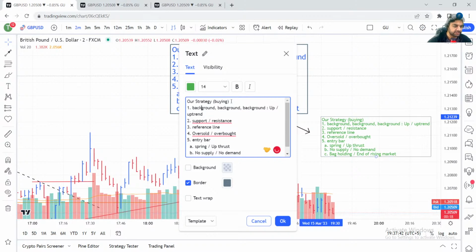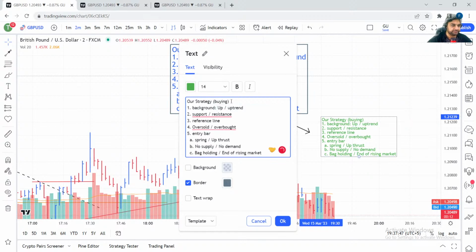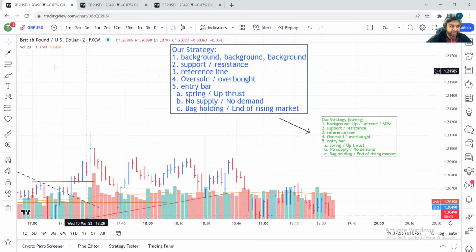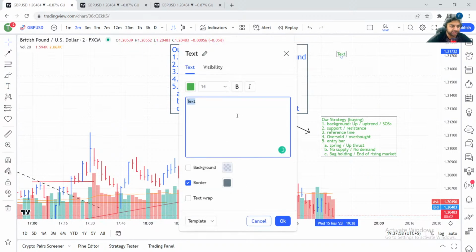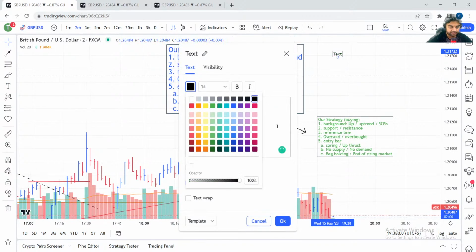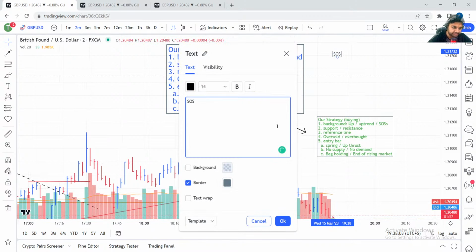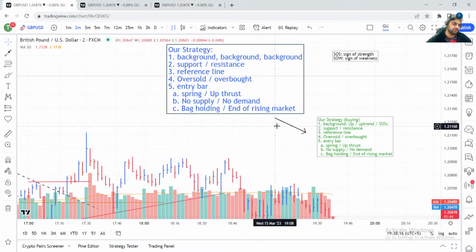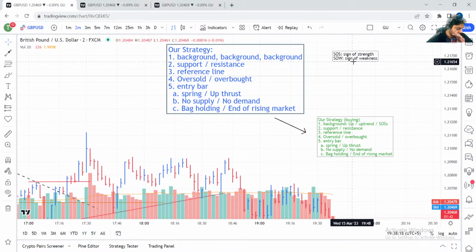If the background shows strength or uptrend, what are the other signs of strength? We will also consider SOSs. SOS means sign of strength. I will write it down over here so that you don't get confused: SOS and SOW. SOS is sign of strength. SOW is sign of weakness. These are just the short forms.